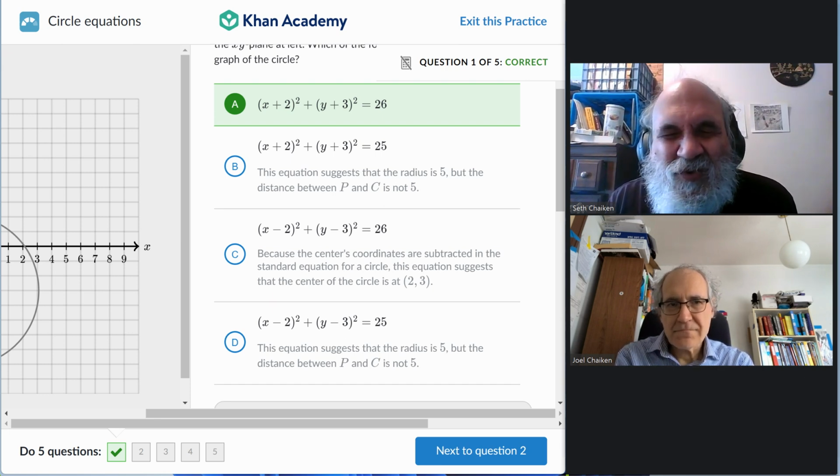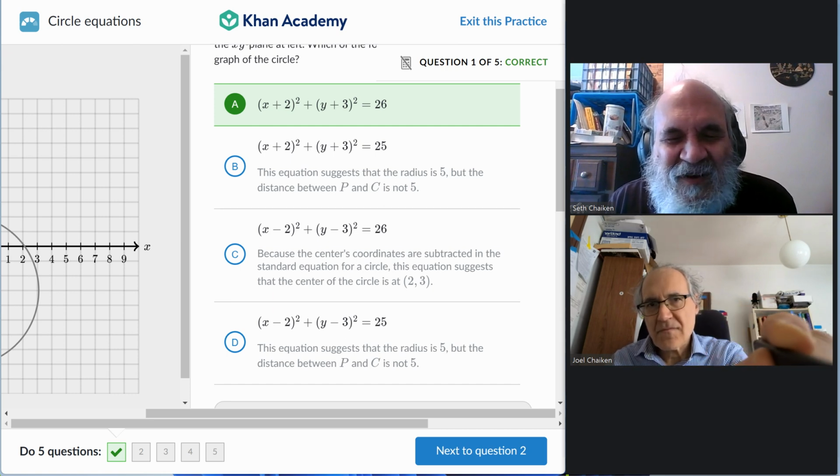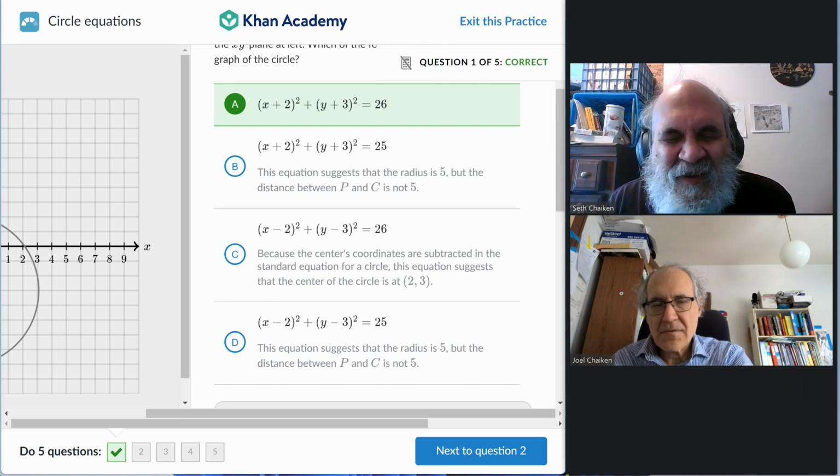Do it correctly. You'd rule out the 25s, and then among the ones that are left, you'd pick the one where the center of the circle of the equation is the center that's given in the problem.